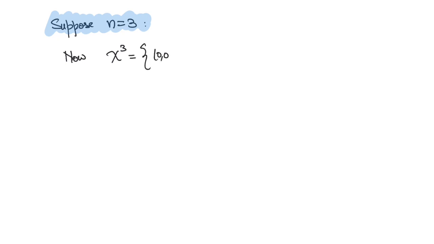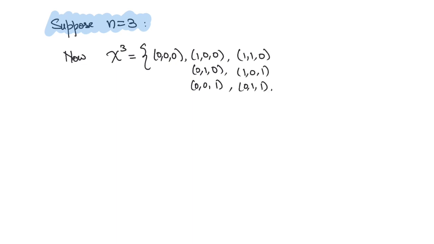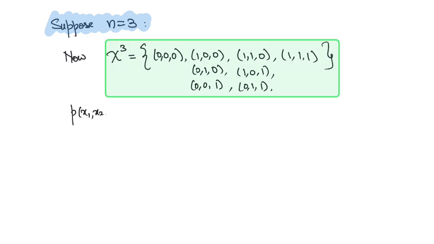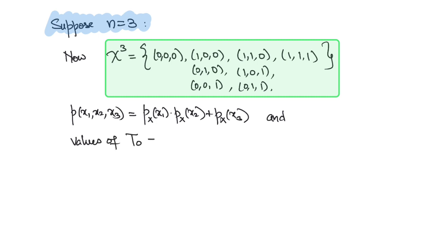In this setting, our joint sample space is going to consist of the following 8 elements. These are tuples that contain zeros and ones. The joint distribution function is going to be the product of p sub X of x1 times p sub X of x2 times p sub X of x3. It should have been a product up there. The sample total is going to take values 0, 1, 2, and 3.